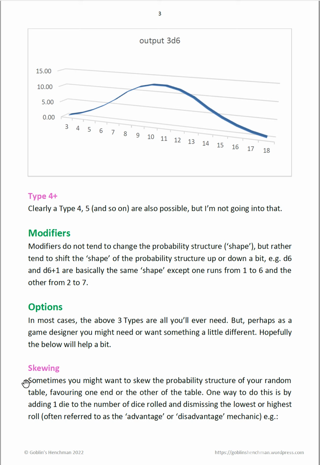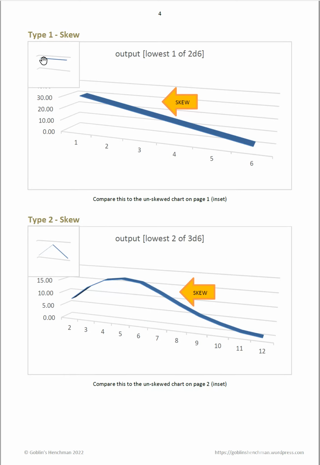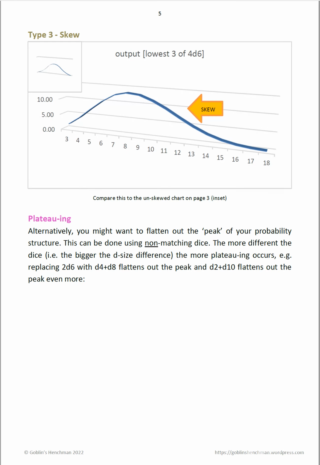The first thing we talk about is skewing the result. Say you took a normal d6 and you want to skew it so you favor results nearer one end of the table. What you could do is roll 2d6 and drop the lowest. Similarly, if you took a type 2 and wanted to skew it towards the low end, you do 3d6 and drop the lowest. The other option is 4d6 drop the lowest to give you a type 3, which is skewed again in that direction.